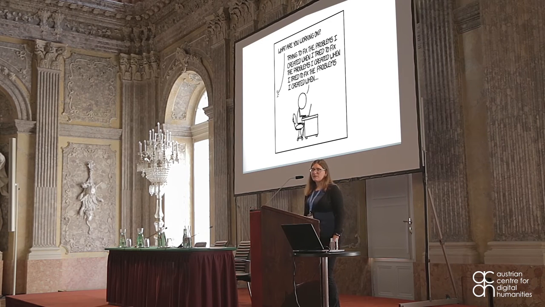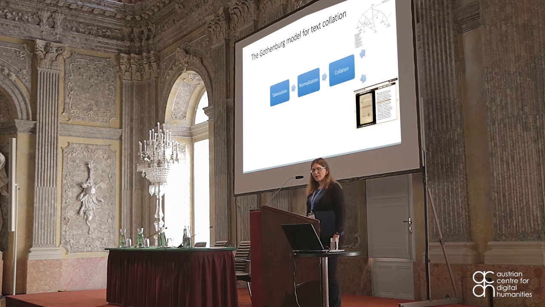What we came up with, especially for the collation tool, was something called the Gothenburg model. And that looks more like this: you can break up text collation into several different steps. The first step is to tokenize the words. That means you have to decide which bits of your text, which little cell of your text, you're going to collate with which other bits.